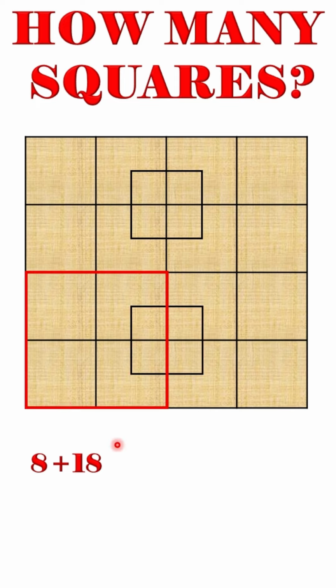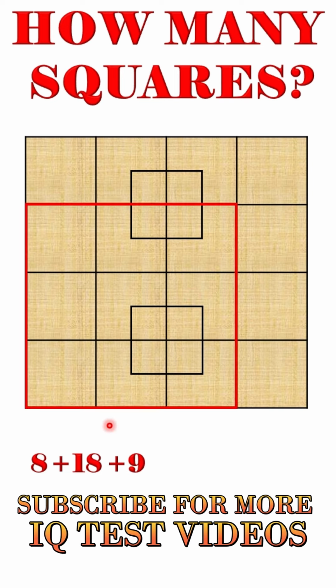Now let's count these squares. 1, 2, 3, 4, 5, 6, 7, 8, 9. So plus 9 of these squares. Now let's count these squares. 1, 2, 3, 4. So plus 4 squares and plus 1 big square. So in total, it will be 40 squares.